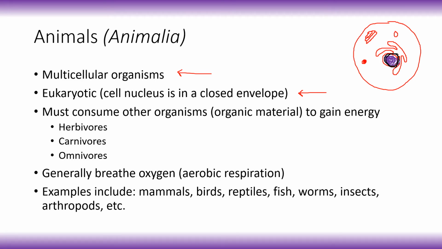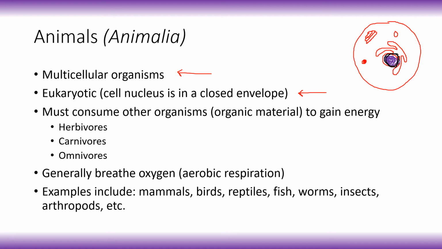And that's what makes this a eukaryotic cell. So all animals are made up of eukaryotic cells. The other type is prokaryotic cells, where the nucleus doesn't have that protective casing to it, and we'll see that a bit later on.